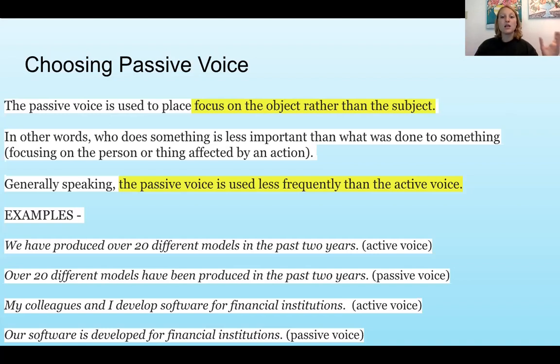So let's look at some of these examples. In our active voice example for our first line, we have produced over 20 different models in the last 2 years.